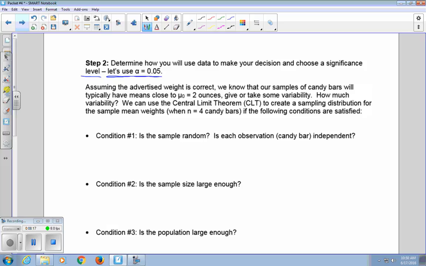Assuming the advertised weight is correct, we know that our sample of candy bars will typically have means close to mu, mu naught equal to 2, give or take a little variability. So how much variability do we expect? We can use the central limit theorem to create a sampling distribution for the sample mean weights when n is equal to 4 candy bars, if the following conditions are satisfied. So we're going to check our central limit theorem conditions, and if we can use the central limit theorem, we can create a sampling distribution so we have an idea of what we can expect when we have a sample of 4 candy bars.